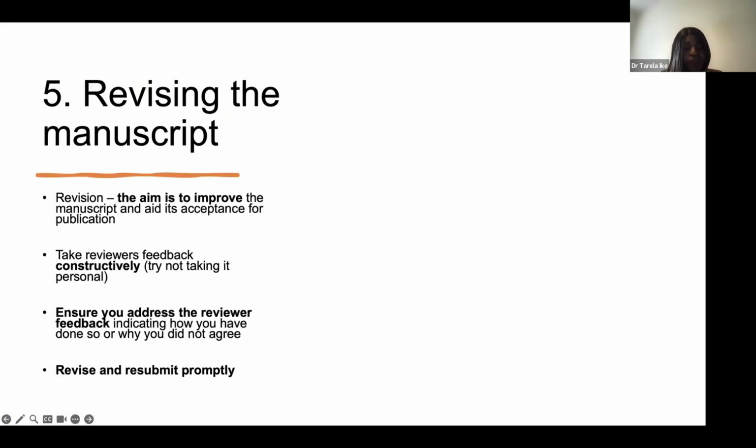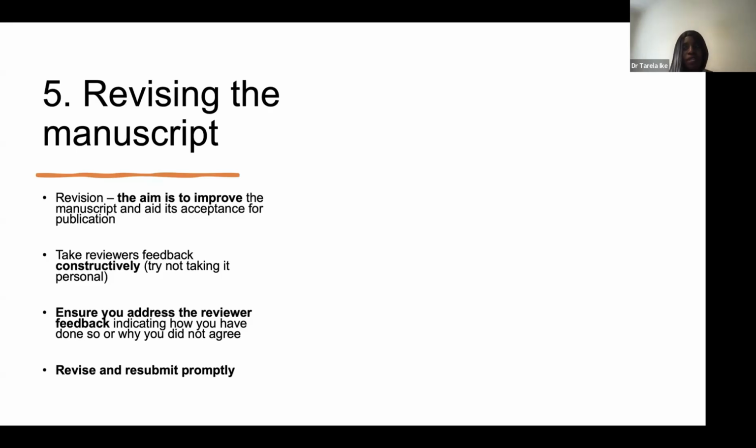Okay, so let's say, for example, you want to go ahead with the revision process. You've got a revise and resubmit decision, whether that's a major or minor comment. Then one thing I want to say is that the whole essence of the revision is to improve the manuscript and to ensure that it's in a position for it to be accepted.